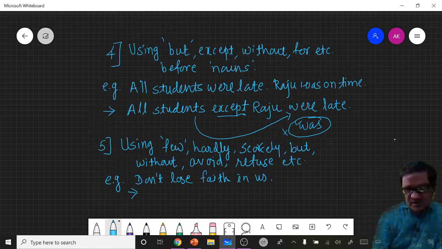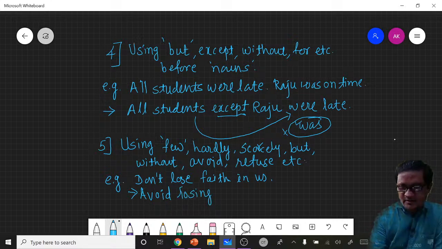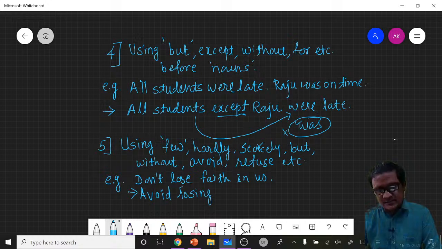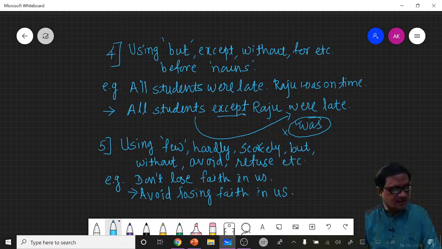So what we can use here, we can use avoid. Avoid losing here. Here we have to use the present participle. Here present participle of the verb can be used. Avoid losing faith in us.